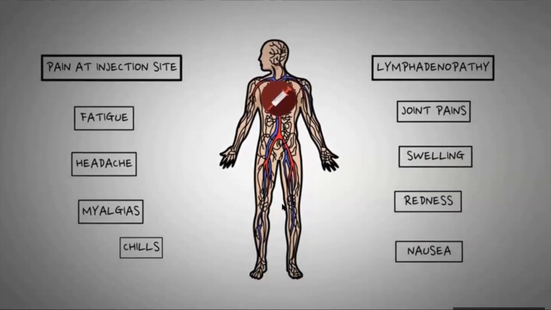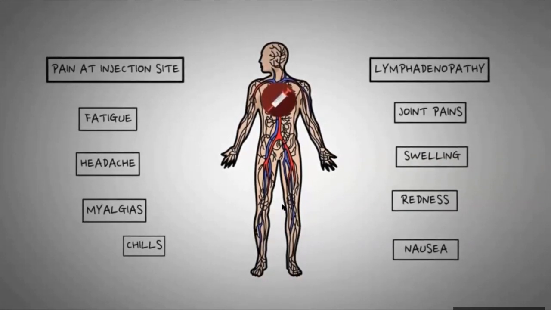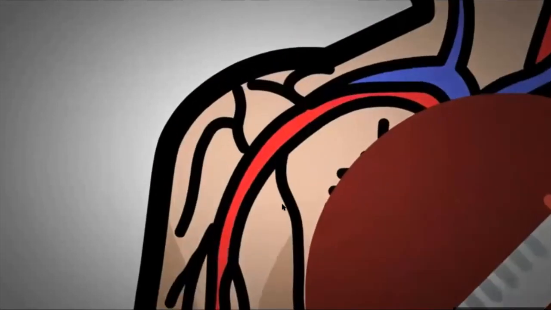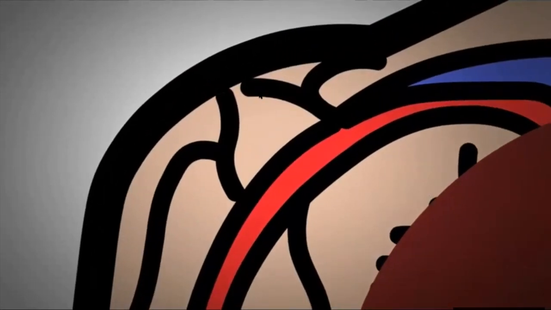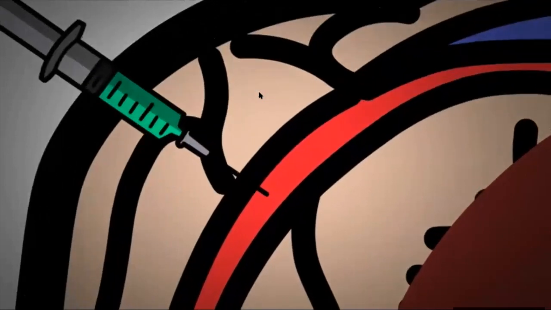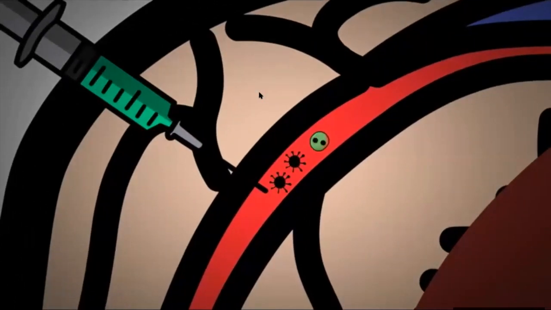These are known as minor or expected side effects of a vaccine, and they can occur not just after the COVID vaccine, but in fact after most of the vaccines that you receive. These side effects occur because your body is adapting to the vaccine. You see, vaccines work by introducing a small number of bacteria, virus, or toxin into your body.